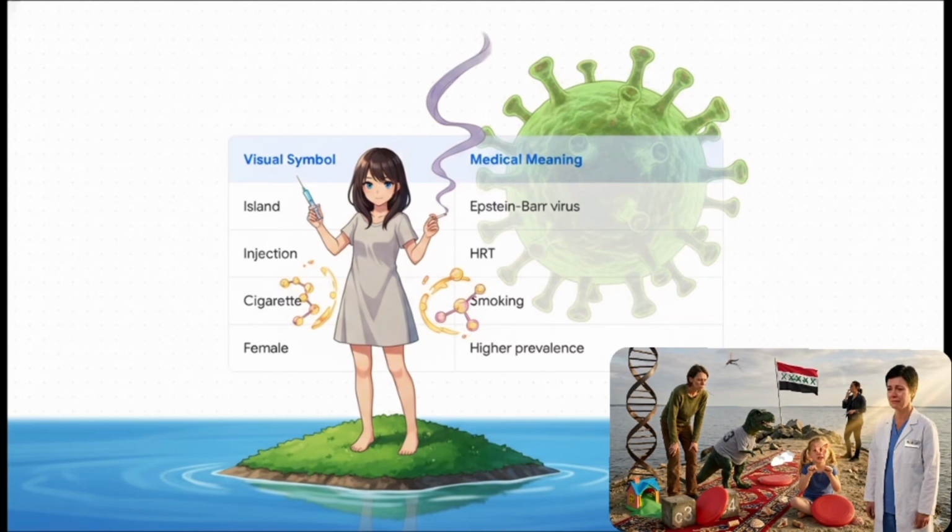The small island, that represents the Epstein-Barr virus. The injection she's holding represents hormone replacement therapy, or HRT. The cigarette obviously stands for smoking as a risk factor. And the fact that our character is female, that perfectly locks in the fact that SLE has a much higher prevalence in females than in males. So boom, in one snapshot, you've got 4 critical clinical triggers memorized.